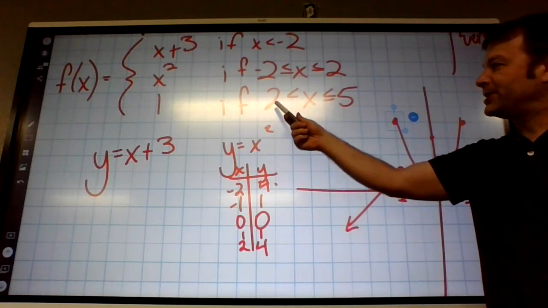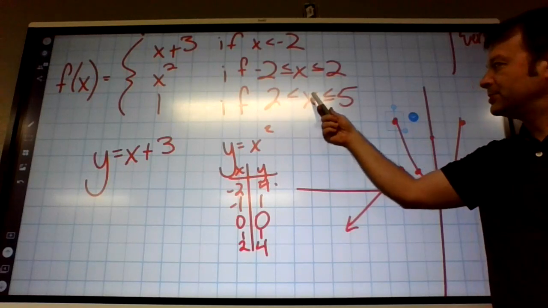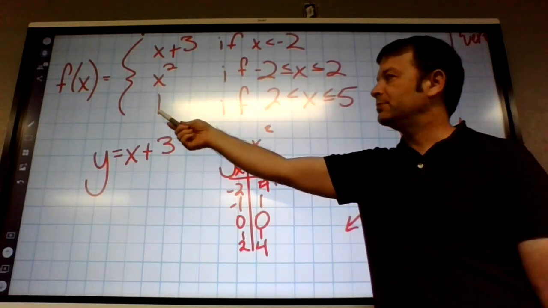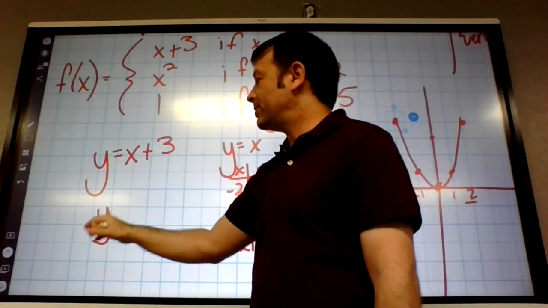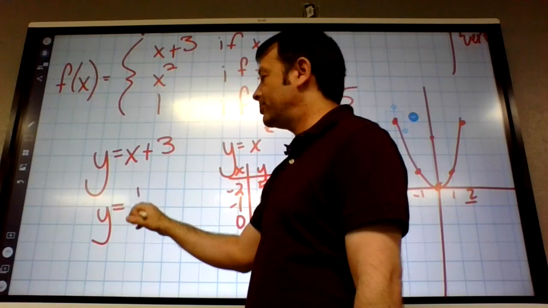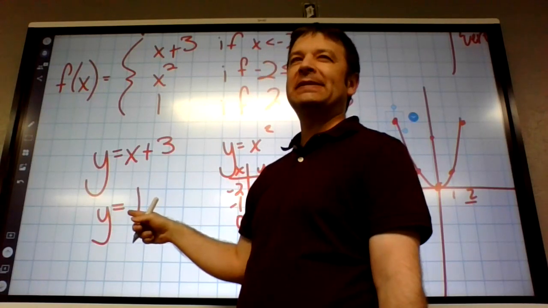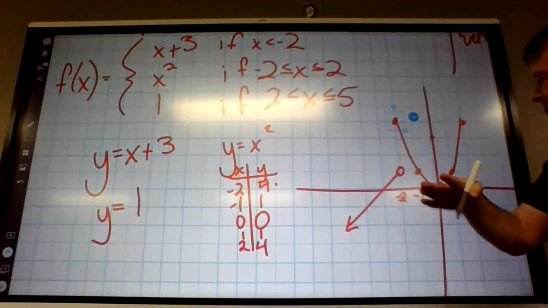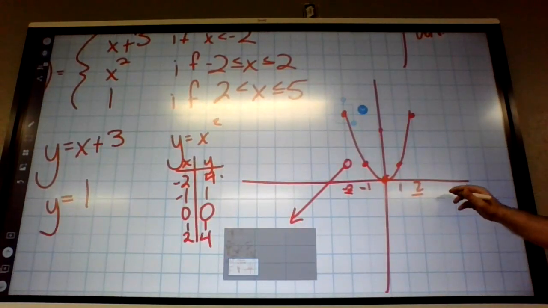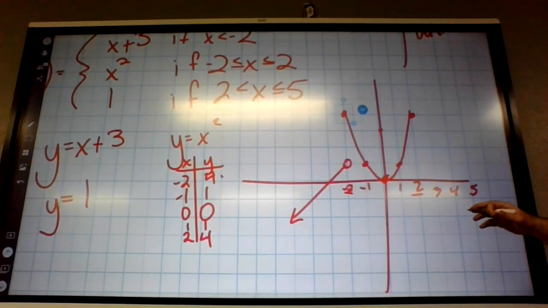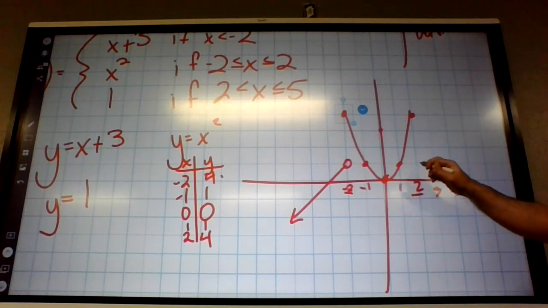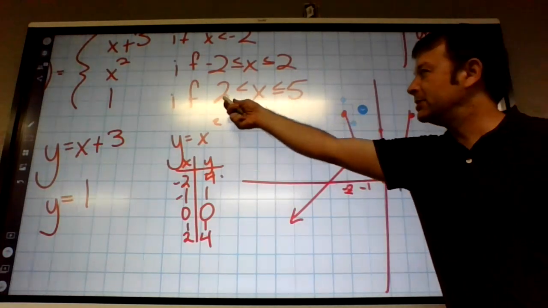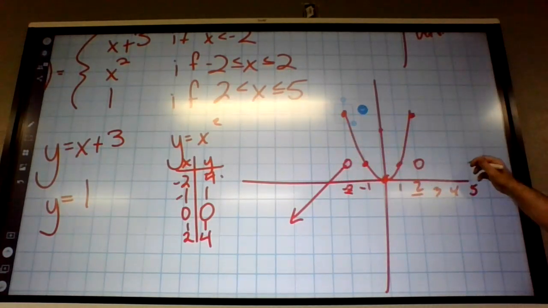And then once we get to 2 for the x value, from 2 to 5, we're supposed to graph 1. What does that mean? Well, it means f of x equals 1 or y equals 1. What's that graph look like again? Yeah, it's a horizontal line. So from 2 to 5, 3, 4, 5, we're going to graph y equals 1, a horizontal line. So at 2 it would not be included, but at 5 it would be. It's just a horizontal line.